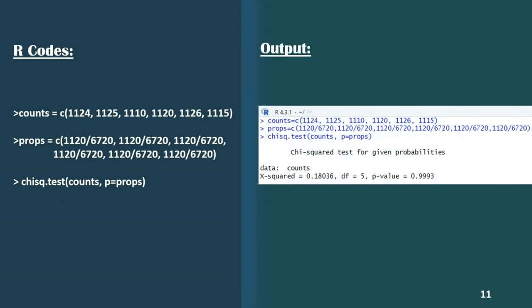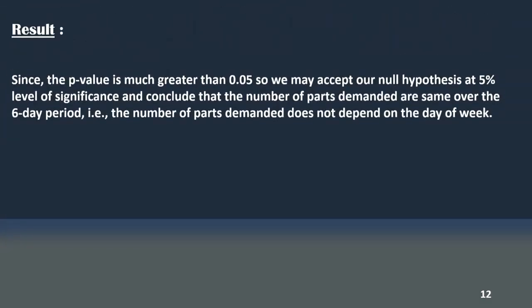Now the output is shown like this. We have chi-square equals 0.18036. Since there are 6 categories, we have degrees of freedom equal to 5, and we have p equals 0.9993. Result: since the p-value is much greater than 0.05, we accept our null hypothesis at the 5% level of significance and conclude that the number of parts demanded doesn't depend on the day of the week.